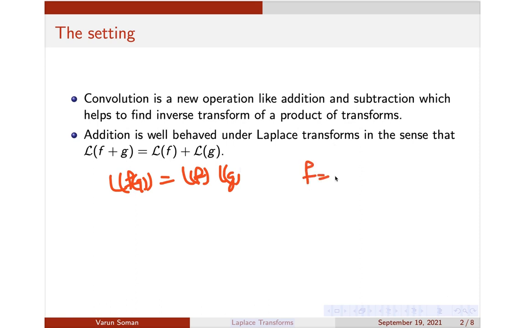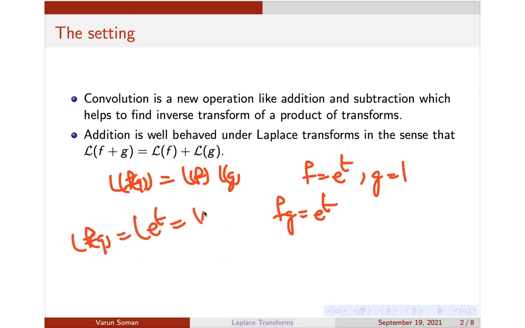Suppose I am taking my f as e raised to t, and suppose I am taking my g as 1. So what is your f into g? Your f into g is simply e raised to t. So what is L of fg? Your L of fg is L of e raised to t. So it is simply 1 by s minus a, or s minus 1 in particular.